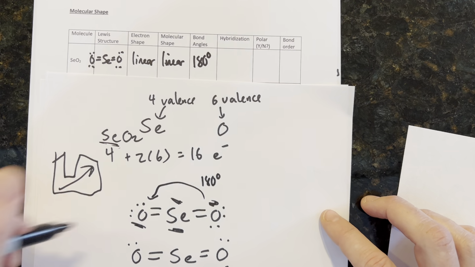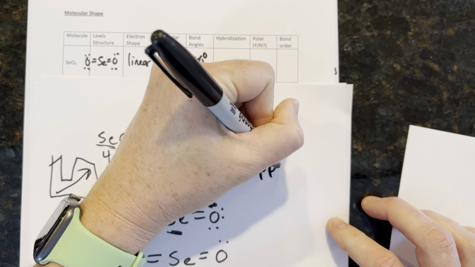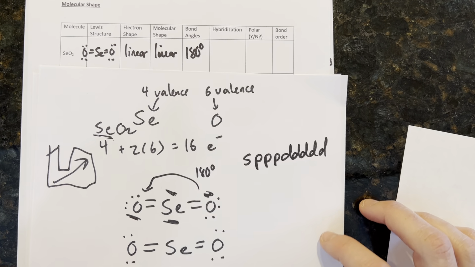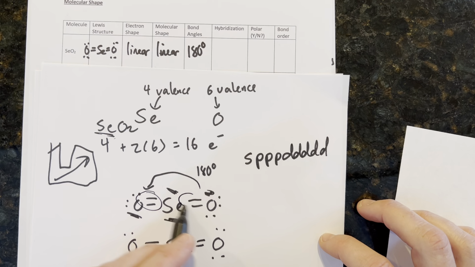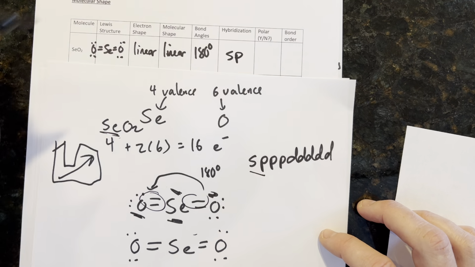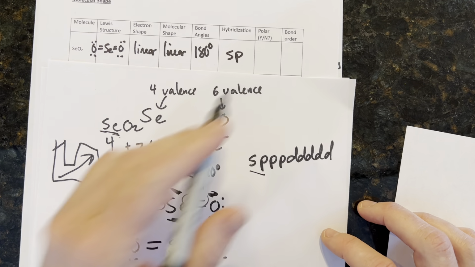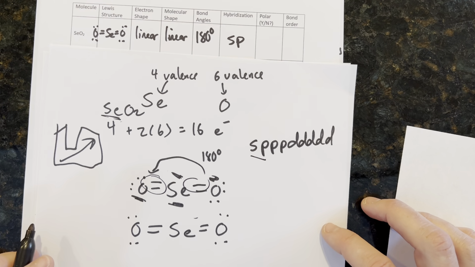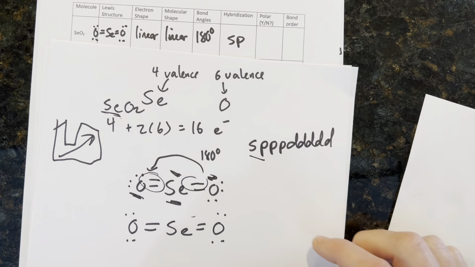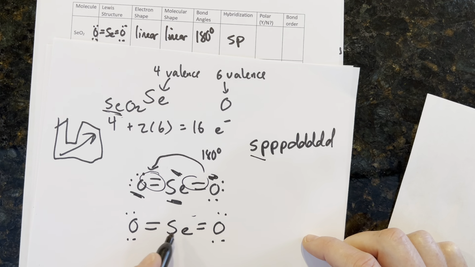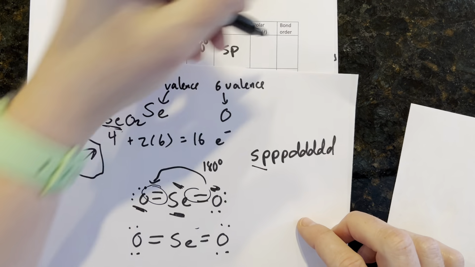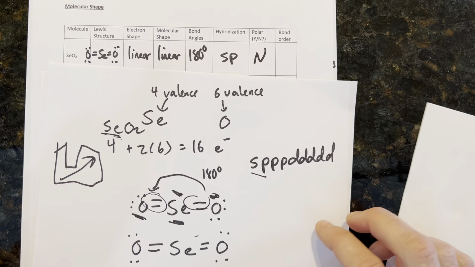Its hybridization, remember we said S, P, P, P, D, D, D, D, D. It has 2 electron groups, so we only underline 2. Its hybridization is SP. And the next question is, is it polar? In other words, if these things were having a game of tug of war, would the selenium move? So this one pulls in this direction, this one pulls in that direction, and the answer is no. You'd have equal and opposite force, and it would not move.